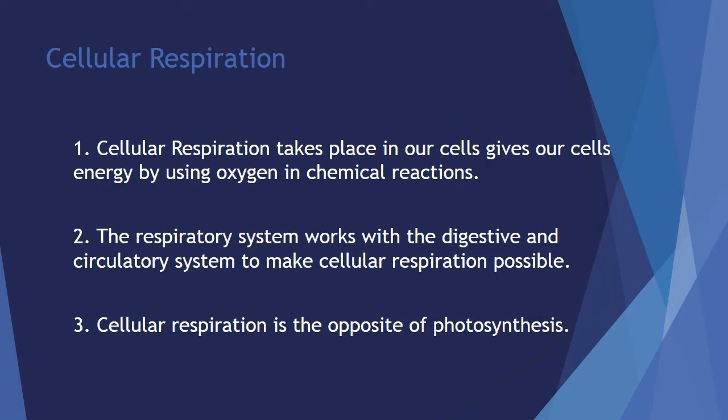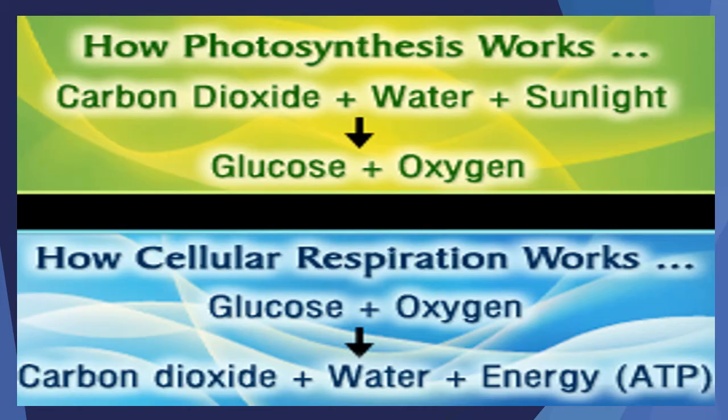Cellular respiration is basically the opposite of photosynthesis, and cellular respiration takes place in our cells and gives our cells energy by using oxygen that is in chemical reactions. The respiratory system works with the digestive and circulatory systems to make cellular respiration possible. And again, cellular respiration is the opposite of photosynthesis.